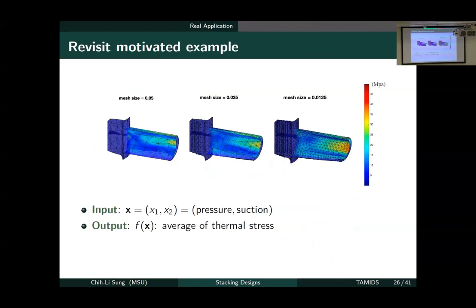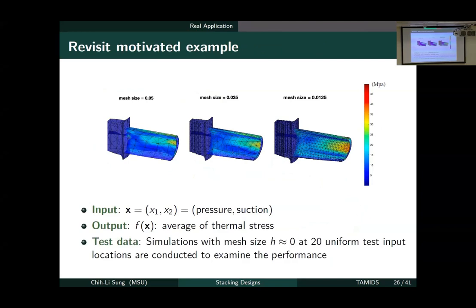All right, I think it's easier to just use an example to demonstrate how this works. So I'm going to use this turbine data, and we have 2 variables. And again, the output is the average of thermal stress. So we can't really run those simulations with mesh size equal to 0, but I'm able to run some of the simulations with very, very small mesh size. So I'm going to just use them as our test data to validate our proposed method.